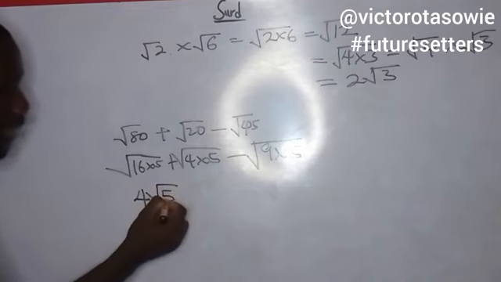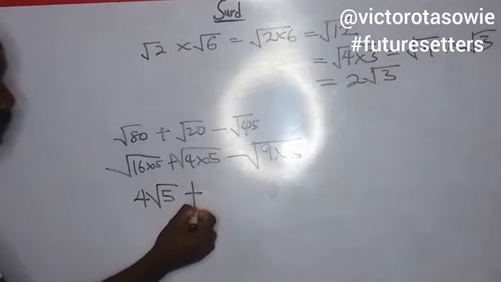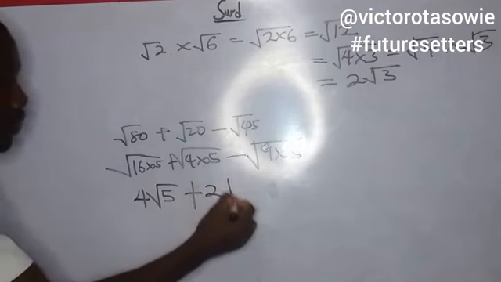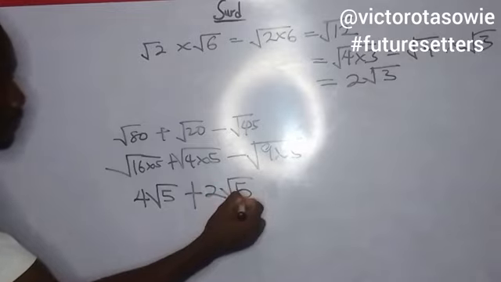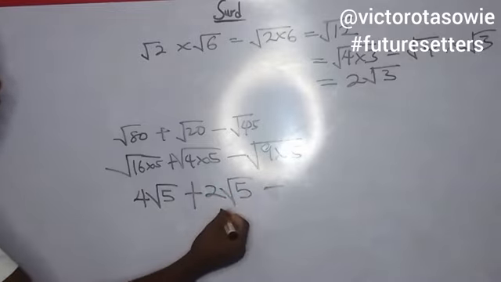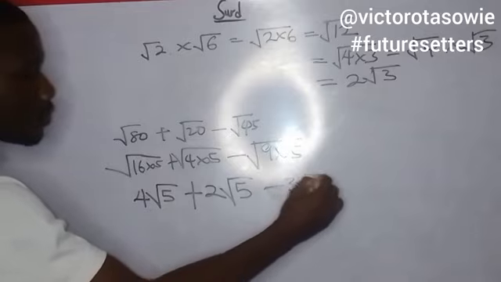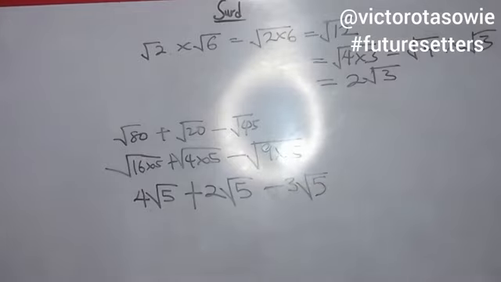So we have 4 root 5 plus. Now, in this place, we have square root of 4, which is what? 2. So we have 2 root 5. Then in minus, we have 3. What's the square root of 9? 3. 3 root 5.